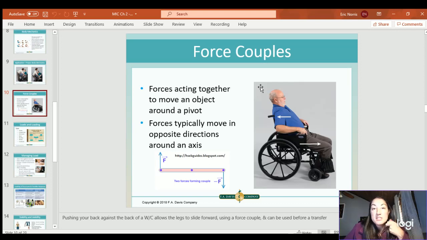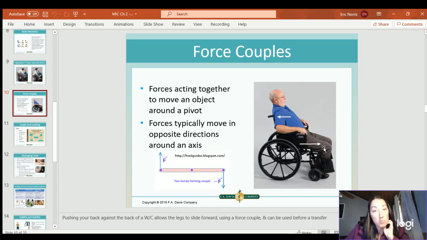One thing that we see in real life that is a force couple is if you want someone to scoot forward in their wheelchair, they will lean back and push their back against the back of the wheelchair, and then that will cause their legs to slide forward to the front of the wheelchair to prepare to lean forward and stand up.